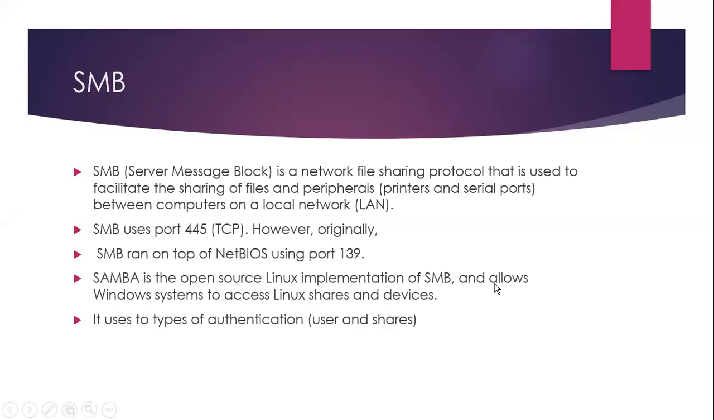We said that SMB uses port 445 of the TCP. That is, we have UDP, we have TCP. One is connection oriented, which is TCP, and we have connectionless, which is the UDP. Also, what SMB does is that it is a network sharing protocol. You can use it to connect your printers and your serial ports between computers on your local network.